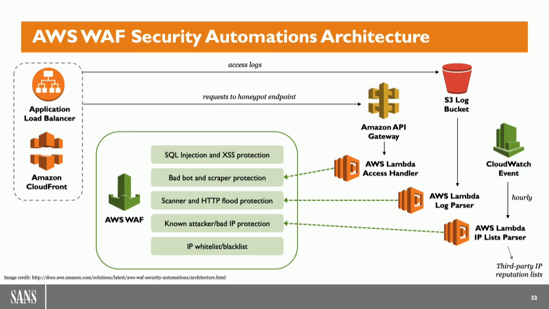Here on this slide, at a high level, is what the WAF from AWS actually does. It blocks SQL injection in the middle, blocks cross-site scripting, it has bad bot and scraper protection.